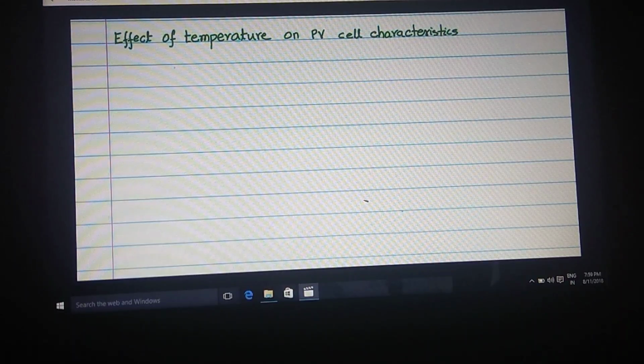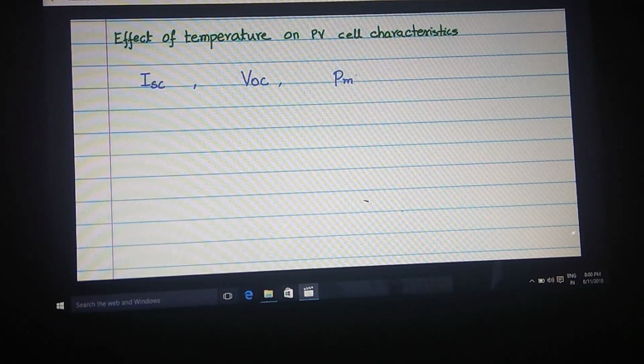In this clip, let us look at the effect of temperature on the PV cell characteristics. There are three important parameters. One is ISC, the short circuit current, and then you have the VOC, open circuit voltage, and you have PM, the max power of the PV cell or the peak power of the PV cell. Now, how do these three important parameters vary with temperature?